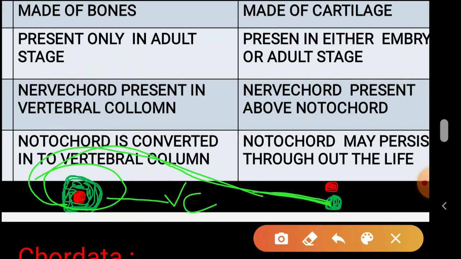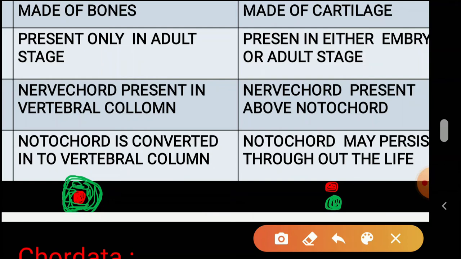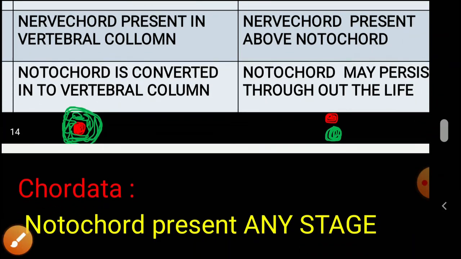Clear? Okay. Next, here notochord may persist throughout the life, right? This notochord generally remains as it is throughout the life. But that is talking about notochord here.